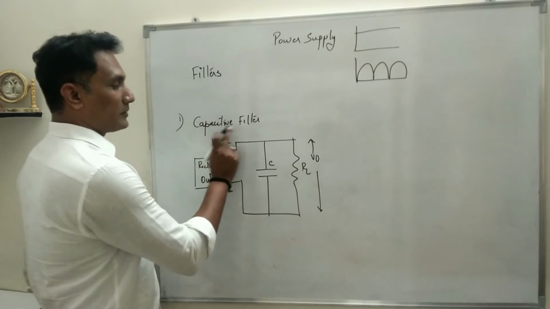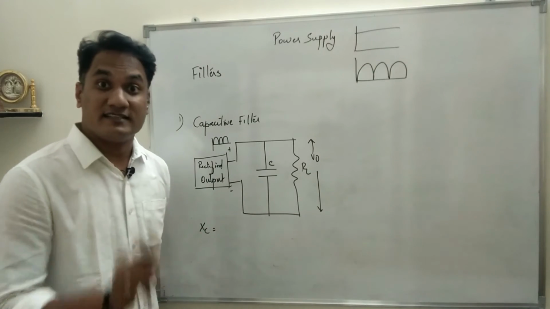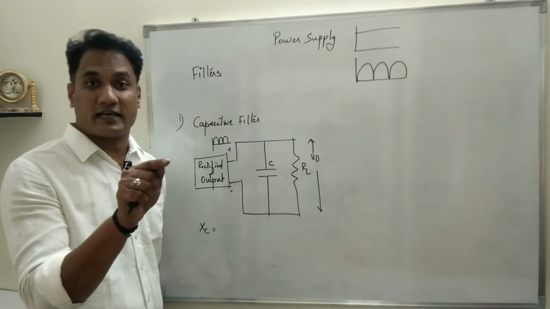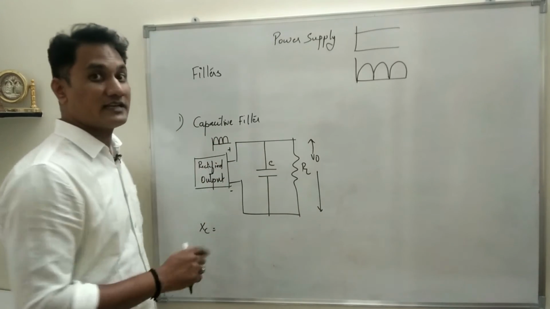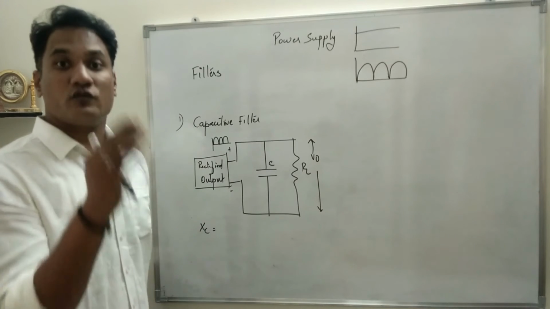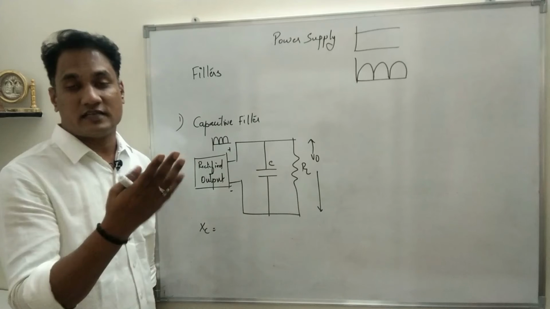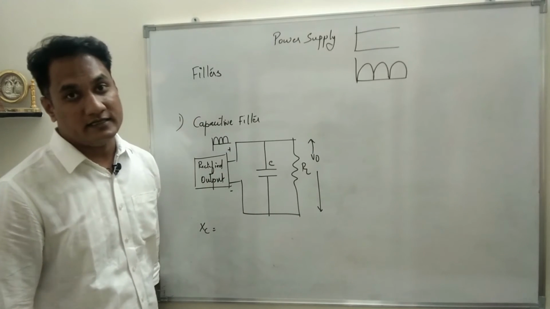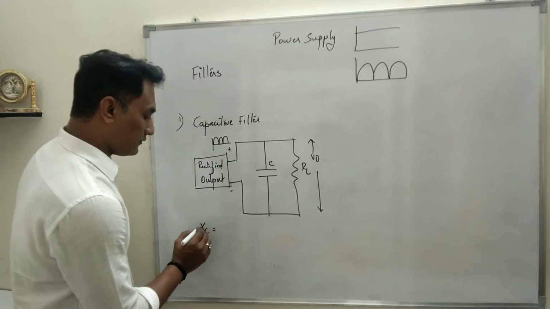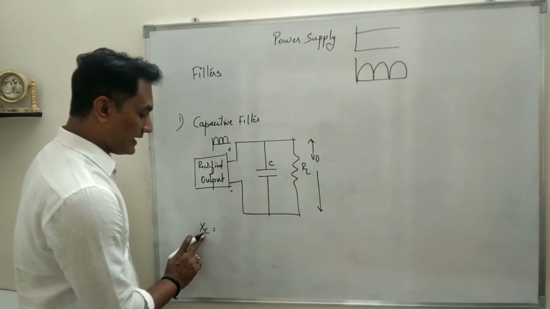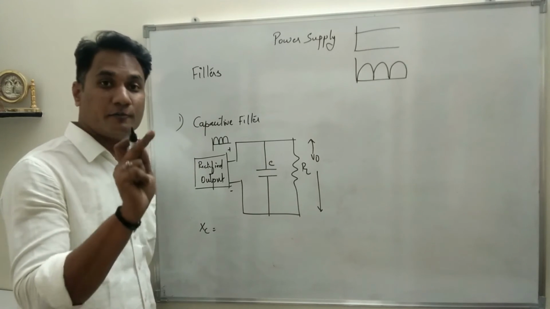So in case of capacitive filter, we write the formula for capacitive reactance, that means resistance offered by the capacitor to different signals. What are the different signals? Here the signals are mixed as AC and DC. So we will analyze what type of behavior is that of capacitor for AC and DC, and accordingly we will find out a conclusion.